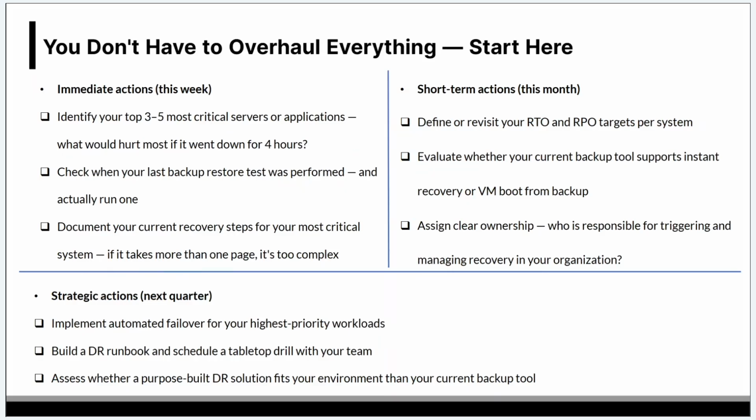Okay, so what do you start with? Since we are not only talking about the concepts, we need to talk about what you should do. Here is the detailing on how to start. Immediate actions that you can do this week: identify your 3 to 5 most critical servers or applications, categorize them, and check what would happen if they go off for 4 hours.